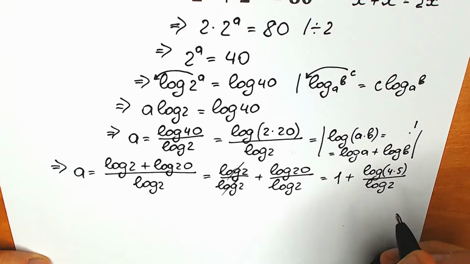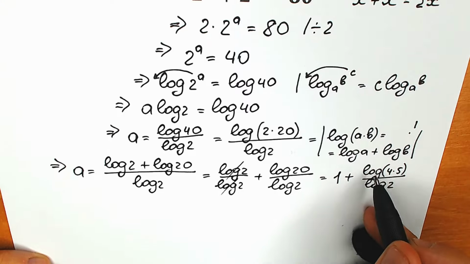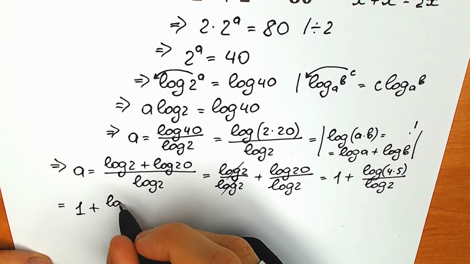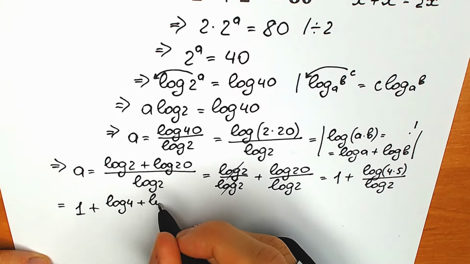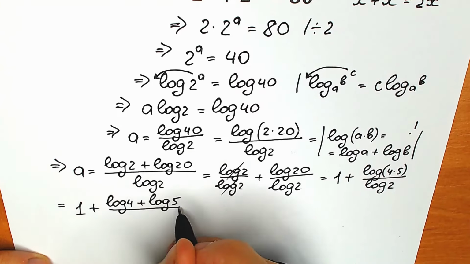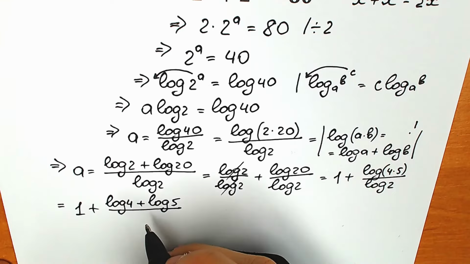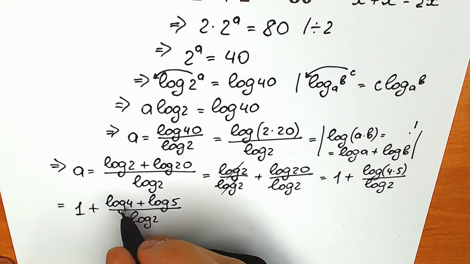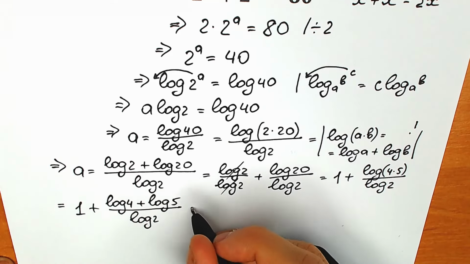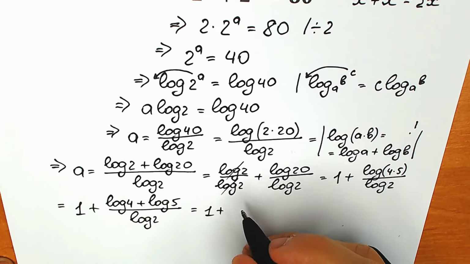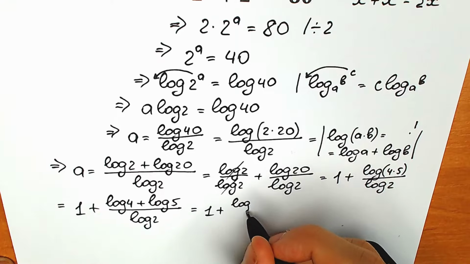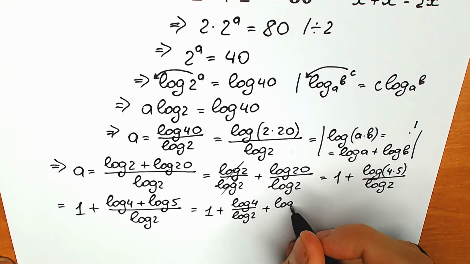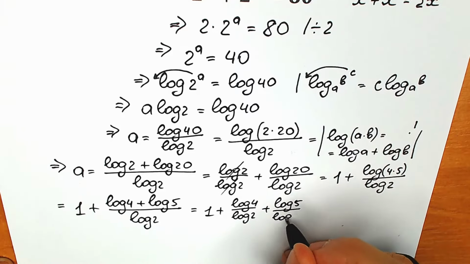And right now, according to the same algorithm, we can write this one as log 4 plus log 5. So let's do it. So we have 1 plus log 4 plus log 5, all over log 2, because right here we divided by log 2. And the second thing we're going to do, we're going to divide once more by this log 2. So the same algorithm as we did before. So we have 1 plus log 4 over log 2, and plus log 5 over log 2.